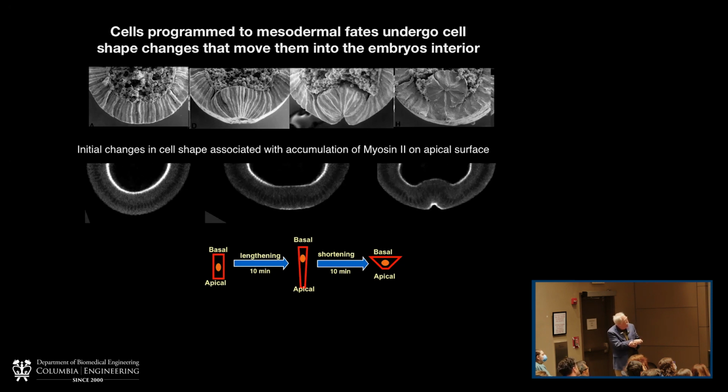So basically, the process that we're going through is that you have cells that start out as columnar. You accumulate myosin on the apical surface. That leads to a constriction. We know that the cells maintain constant volume. The consequence of that constriction is that the cells become longer. You can see that here in the images.